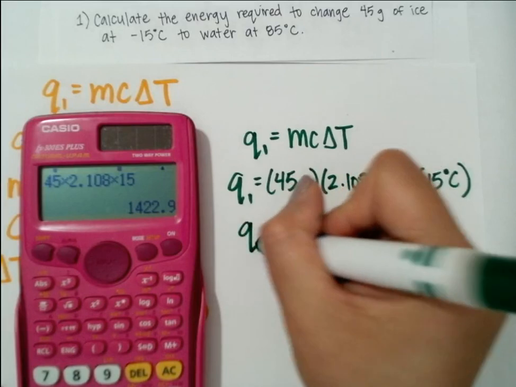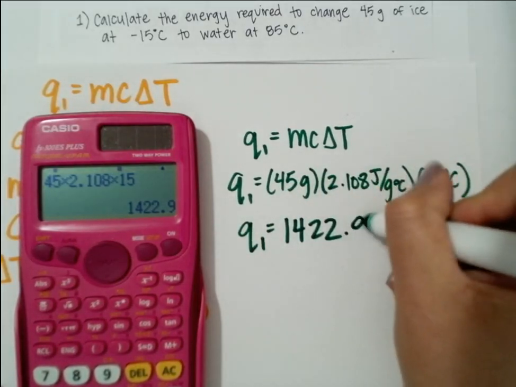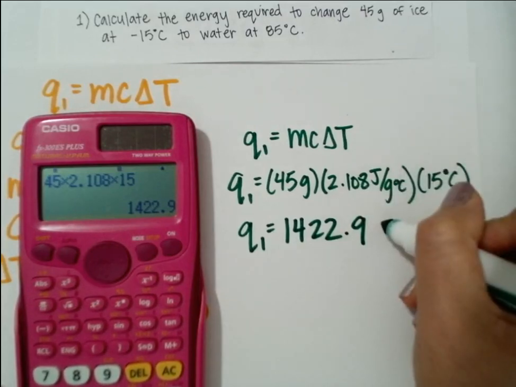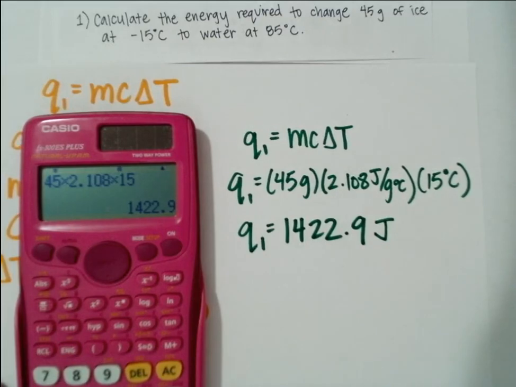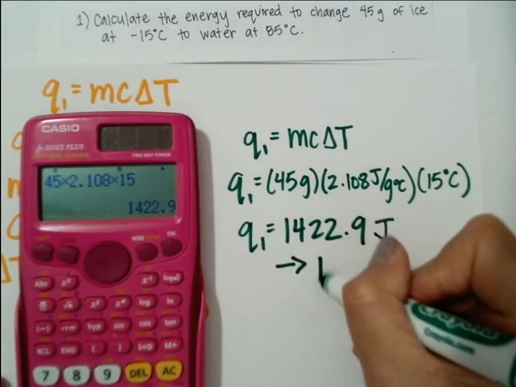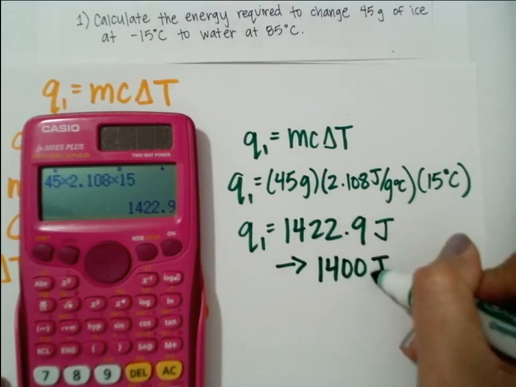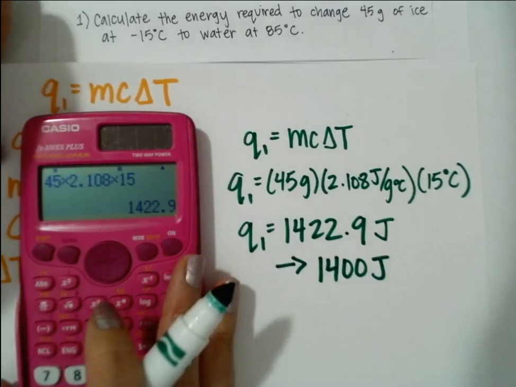So Q1 is 1,422.9, and this is going to be in joules. Okay. If I'm looking at sig figs, we can make this 1,400 joules. Okay, so this is just Q1. That's the first part.